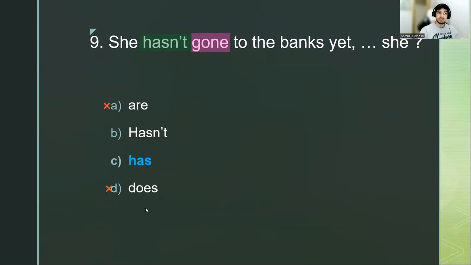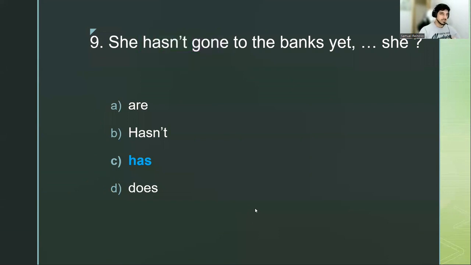Hasn't or has. Okay, so last question. Is this a negative or affirmative? Negative. That's it. So we have to use the opposite. Exactly. Okay. Has. She hasn't gone to the banks yet. Has she? Very good. Okay, you got it. So let's move on to the last question.